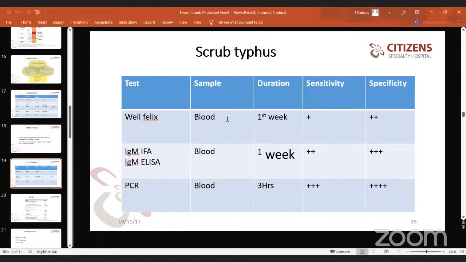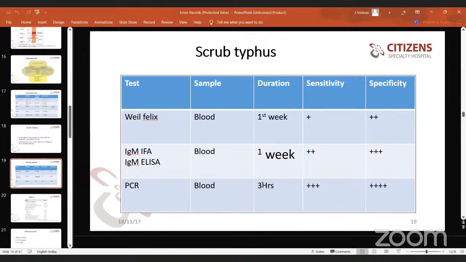It is a test for rickettsial diseases. It is not specific to scrub typhus. In rickettsial diseases, it is positive. And immunofluorescent assay and ELISA IgM can be positive in the first week. Okay, PCR, as soon as possible we can do the PCR test, and it will give early results also. This is actually the first week. Okay, fine. So this is about scrub typhus.